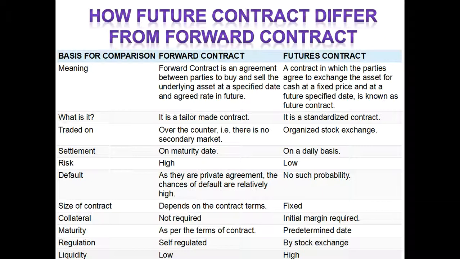In the case of maturity, the forwards contract matures as per the terms of the contract. And in the case of a futures contract, it matures on a predetermined date. Next is the regulation. The forwards contract is self-regulated and the futures contract is regulated by the stock exchange. The forwards contract is not very liquid, while the futures contract is highly liquid.